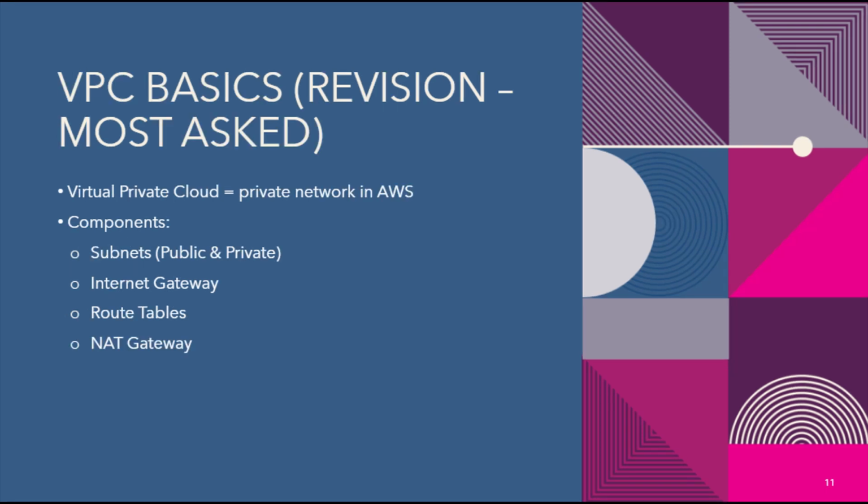VPC Basics, most asked. VPC stands for Virtual Private Cloud, which allows us to create a private network in AWS. We divide it into subnets, configure route tables, and use components like Internet Gateway and NAT Gateway to control traffic flow.